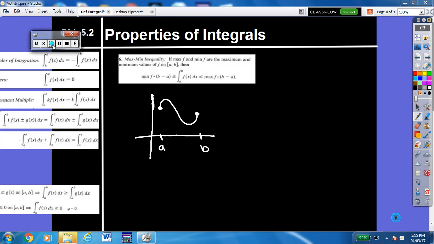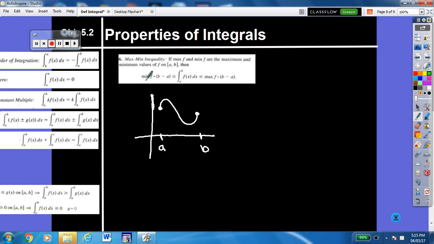Okay, for the min-max inequality property, it seems really confusing when you first read it, but it's actually kind of obvious. What this says basically is that if you are to find the area using a rectangle with a max and using a rectangle with the min in a function, that your true answer will be somewhere in between those areas.